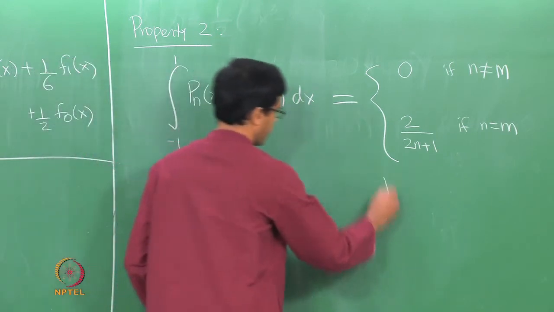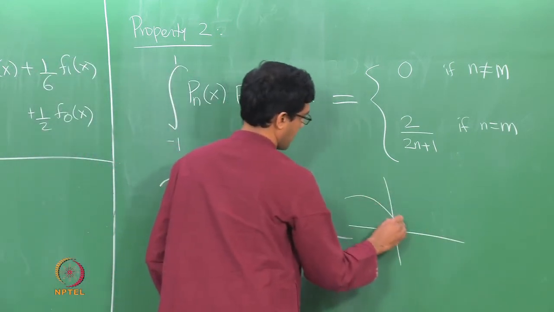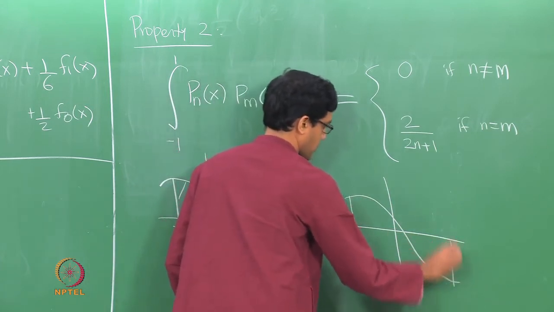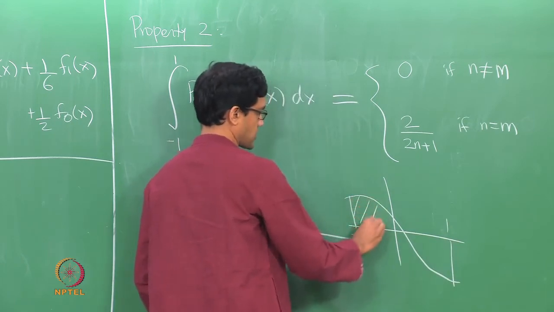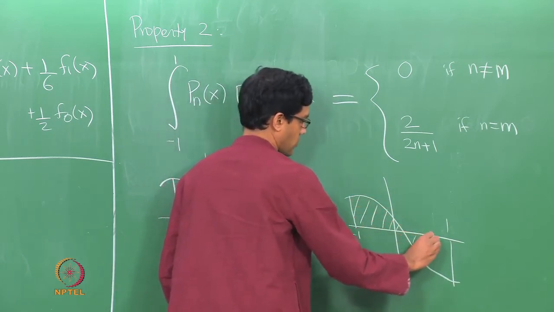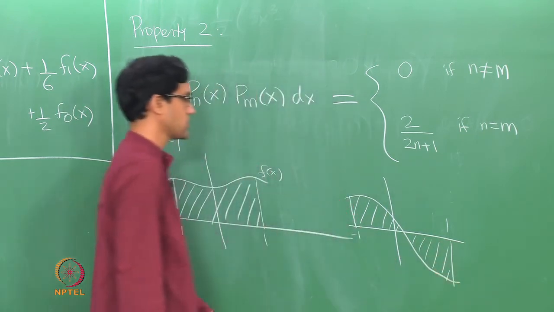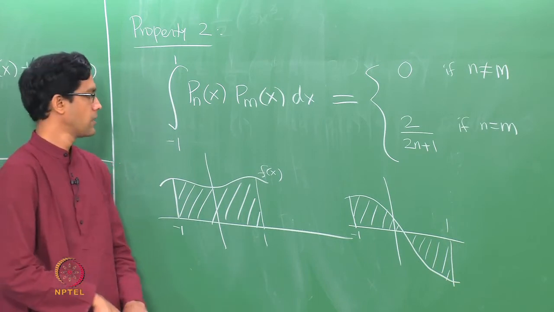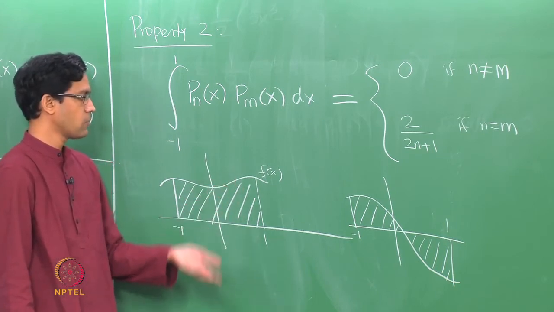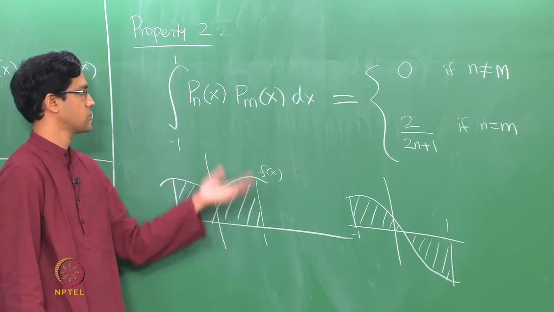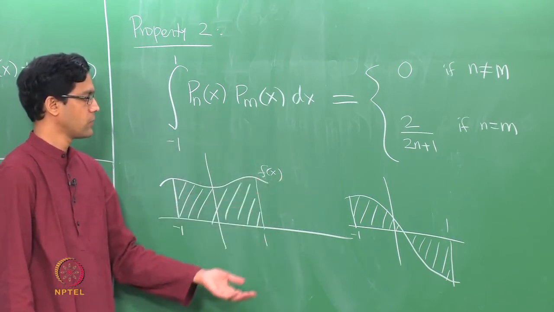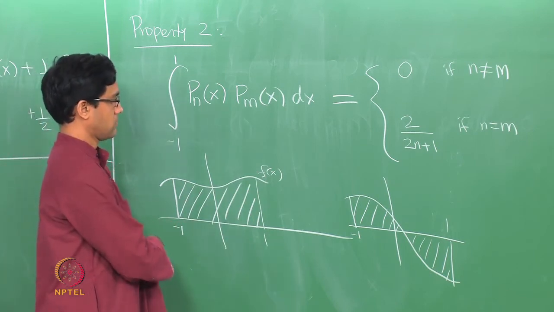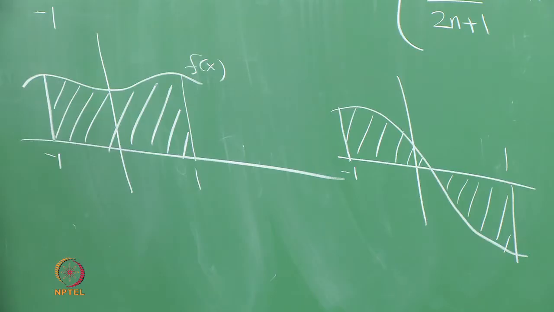Well, that can happen if part of the graph is above the x axis and part of the graph is below the x axis. So for instance a function which has something like this, the area is always what is called the signed area. The area above the x axis is thought of as positive and the area below the x axis is negative. So what it says is, if you draw the graph of Pn of x times Pm of x, the area under the graph which is above the x axis is the same as the area that is under the graph when the part which is under the x axis. So this is sort of an important property of the Legendre polynomials.